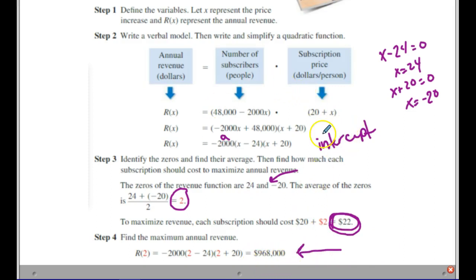So first I would have to write my equation based on the words. Then from here, it was written in intercept form, so I found the average of my intercepts, right in the very middle, because that is going to be my vertex, my x value of my vertex. Then I plug that back in, and I can solve for my actual y value.